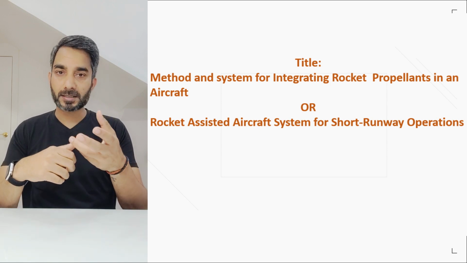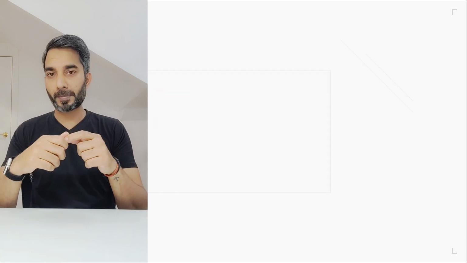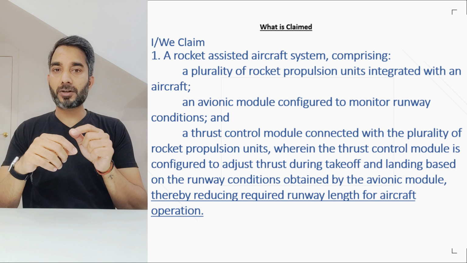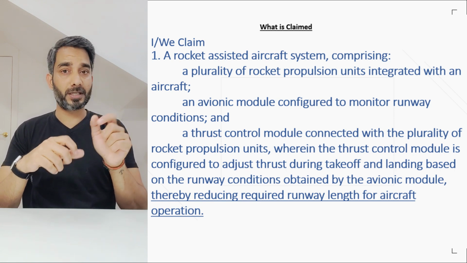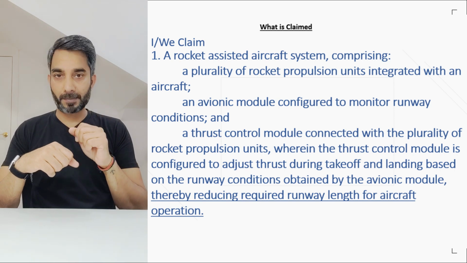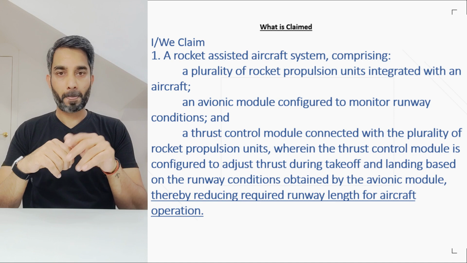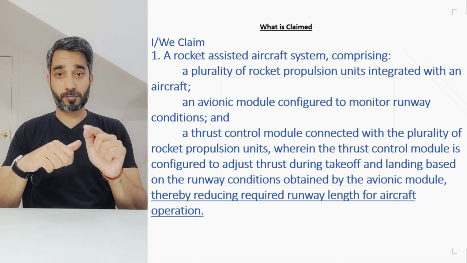The question has asked us to draft two claims. Now it could be two independent claims, or one independent claim and a dependent claim. So let's get started. We should start with a format which says I, we claim. Then the claim starts, which is a system claim basically: a rocket assisted aircraft system comprising components.